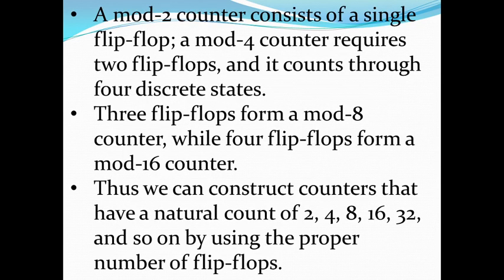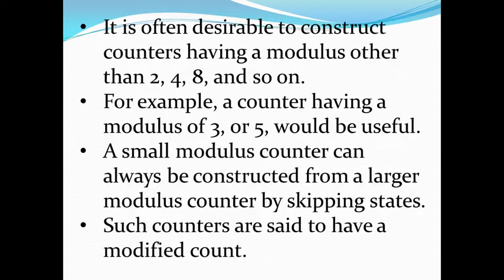A mod-2 counter consists of a single flip-flop only. A mod-4 counter requires 2 flip-flops and it counts through 4 discrete states. 3 flip-flops form a modulus-8 counter, while 4 flip-flops form a modulus-16 counter. Thus, we can construct counters that have a natural count of 2, 4, 8, 16, 32 and so on by using a proper number of flip-flops.